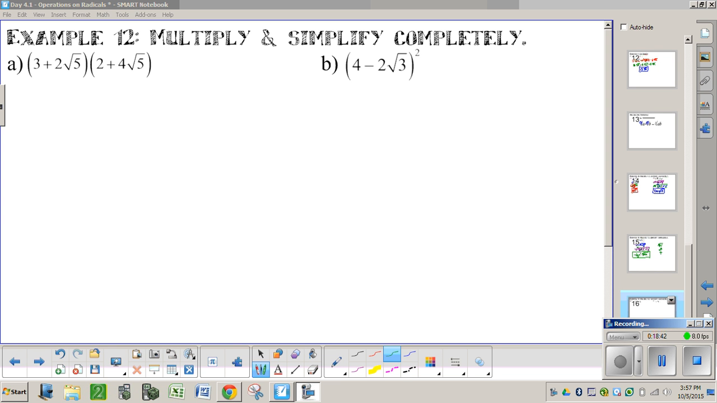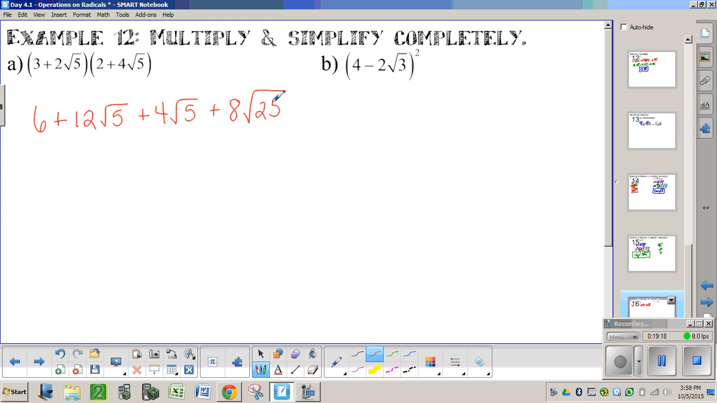All right, those of you that like your box method to multiply binomials together, this may be a place where that comes into play, and we can talk about that in class. But right now I'm going to work with double distributing here. So I'm going to start off by multiplying the 3 times the 2. So that gives me 6. 3 times 4 radical 5. That's going to be 12 radical 5. Then I have 2 radical 5 times 2, so that's 4 radical 5. And 2 radical 5 times 4 radical 5. So that's going to be 8 times the square root of 25.